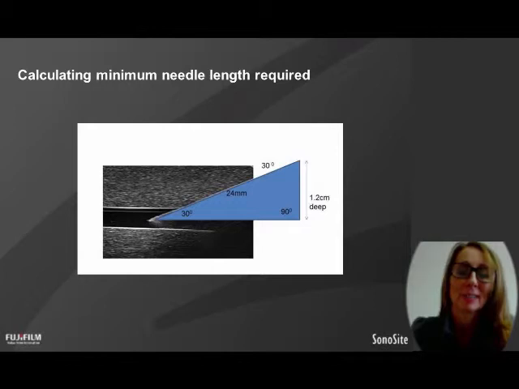We can work out that if I want to puncture down to 1.2 centimetres at a 30-degree angle, I need at least a 2.4 centimetre needle, and that's my common needle. So if I wanted to be safe and have a little bit more room to move, I would probably suggest going to a longer needle if I had to needle something that was 1.2 centimetres to the middle of the vessel lumen.